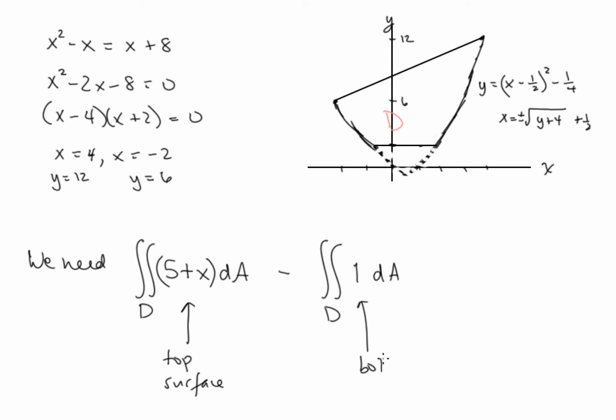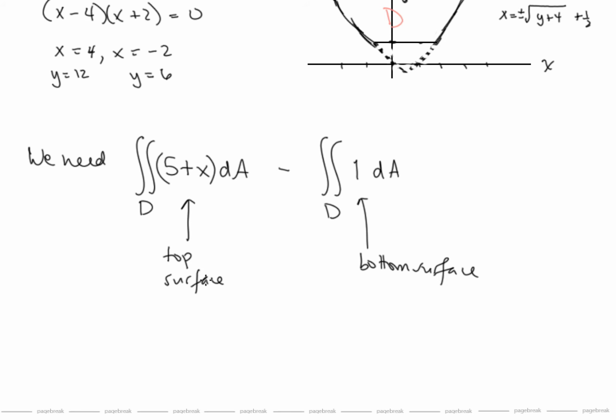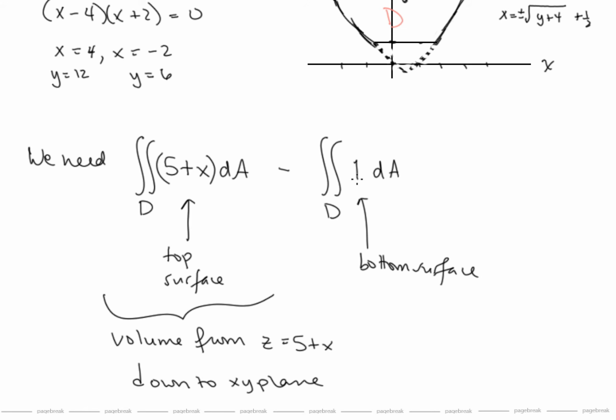This is our bottom surface. If we integrate 5 plus x over domain D, we are going to get the volume from 5 plus x down to the xy plane. And if we integrate 1, z equals 1, over domain D, we're going to get the volume from z equals 1 to the xy plane. So in order to get the volume between these two surfaces, we need to subtract these integrals.